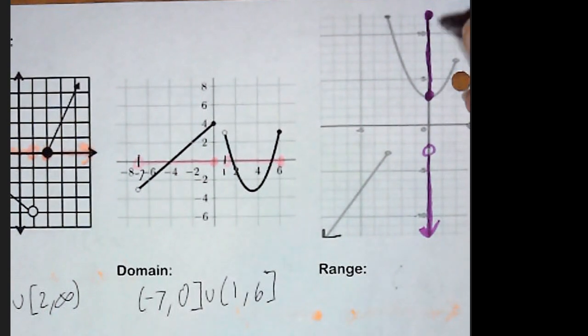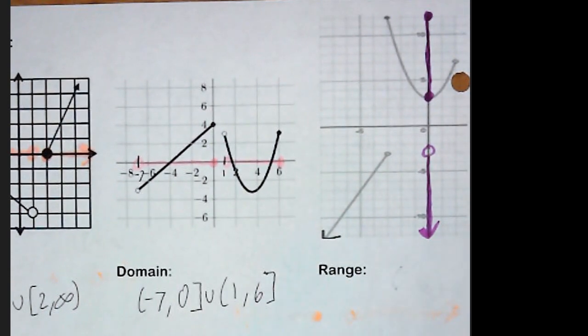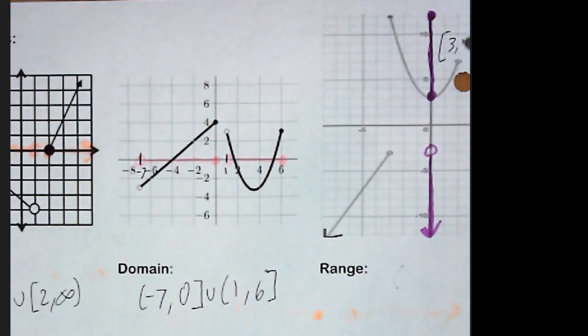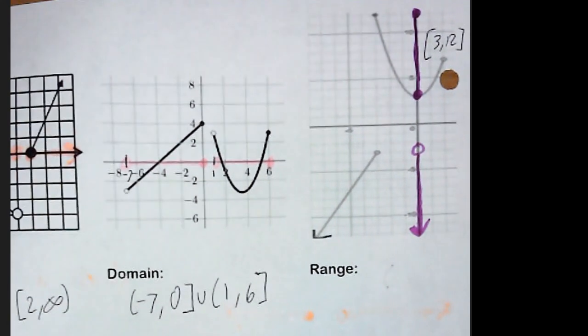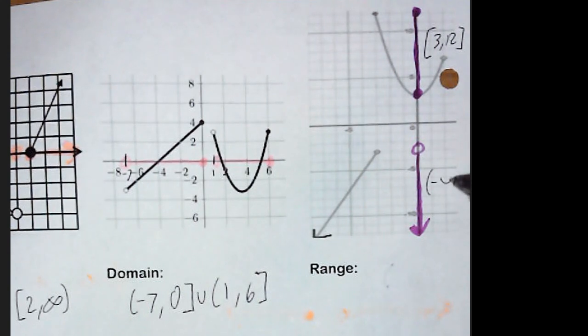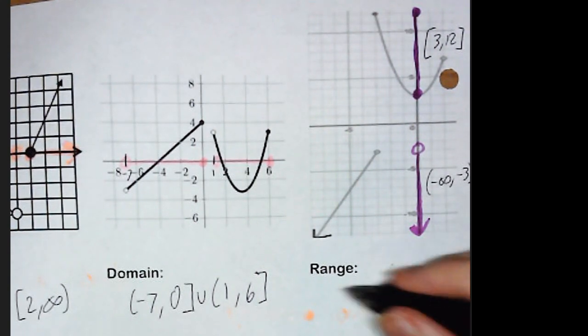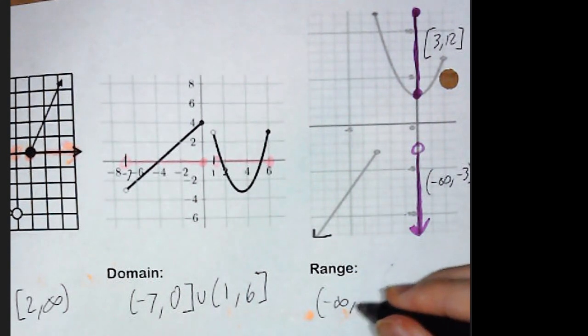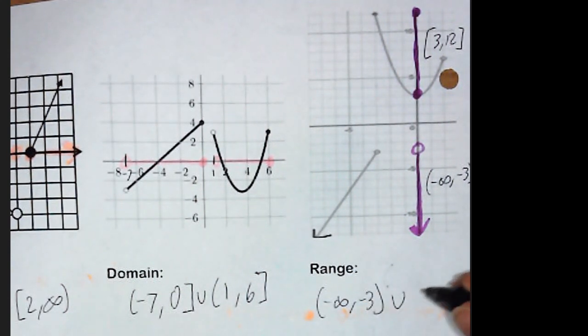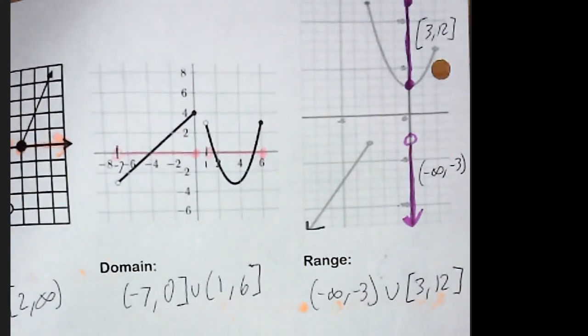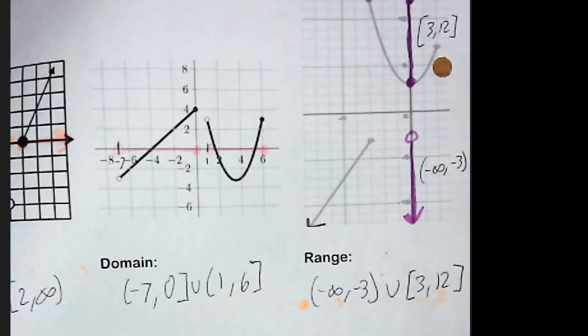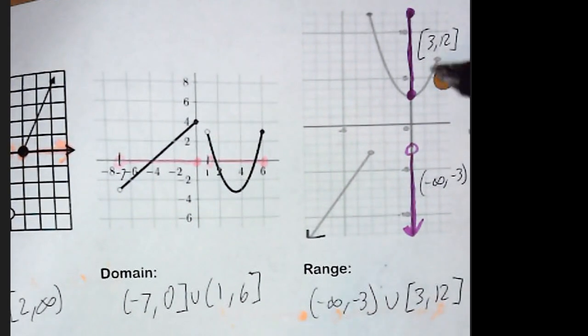And so the real interval notation for the range of this second piece is from 3 to 12 with 2 brackets. And this is, of course, -infinity to -3 with parentheses. So our range is going to go from -infinity to -3, not inclusive, unioned with from 3 to 12, inclusive. And again, that's because this range goes further down than this open circle. It goes all the way down to +3.